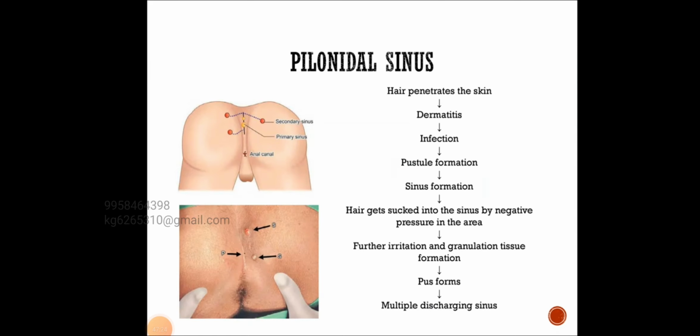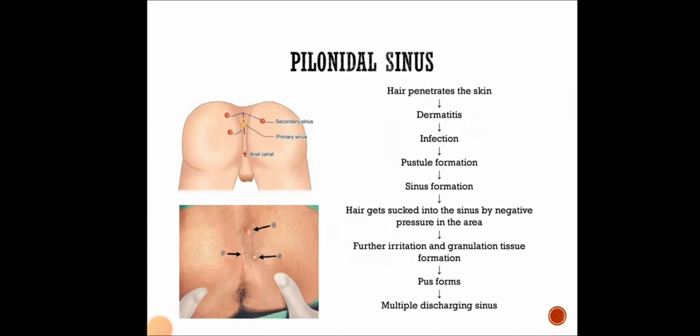In hairdressers, it can happen in the interdigital clefts. It can also occur in the axilla, where hair is present. In the umbilicus there will be hairs present, so it can occur there as well. But still the commonest site is the inter-buttock sacral region.